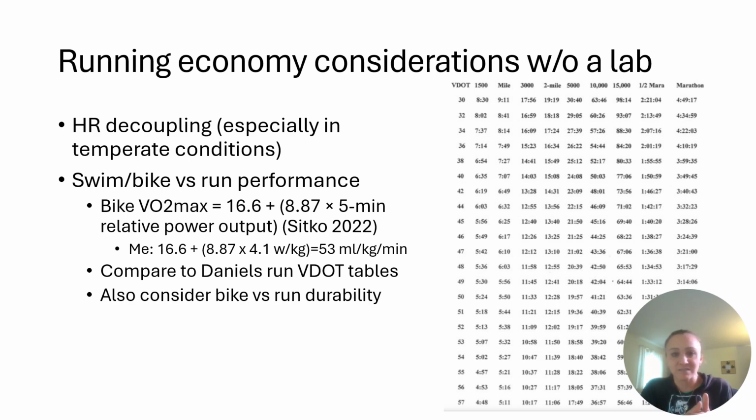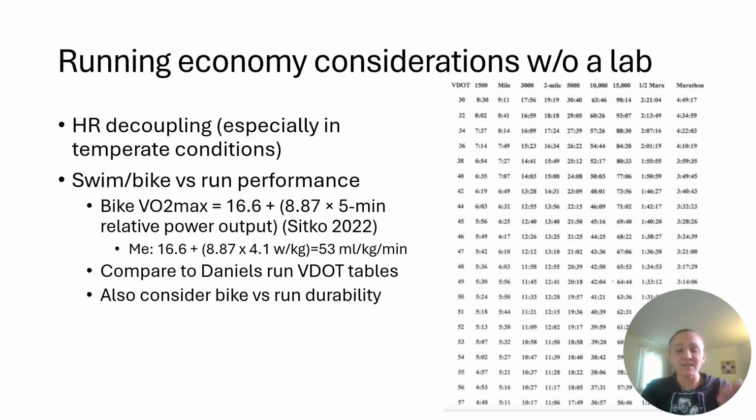I found a Sebastian Sitko study where he came up with a formula to estimate your bike VO2 max based on your 5-minute power, relative power output in watts per kg. I ran the calculation on myself. Technically that was my 6-minute power from a few days ago, but it came out to approximately 53 milliliters per kilogram per minute for my bike VO2 max.